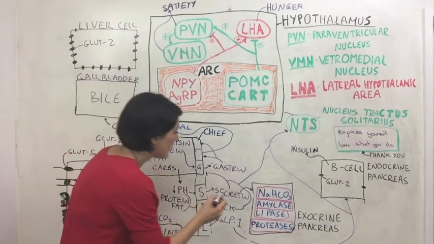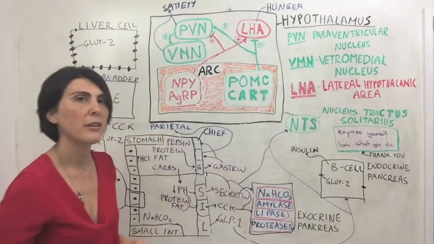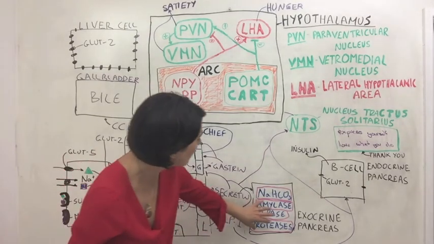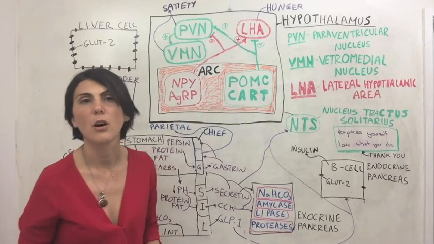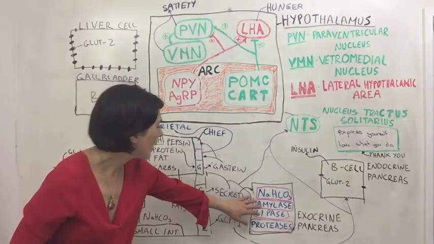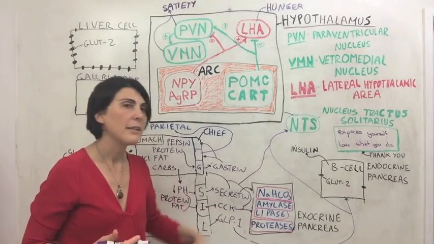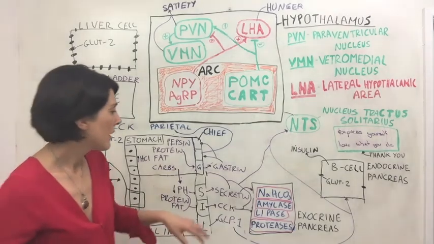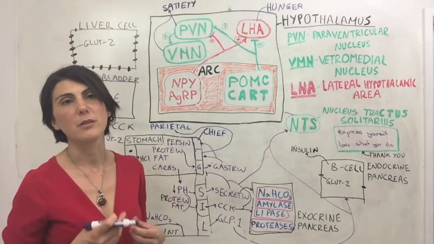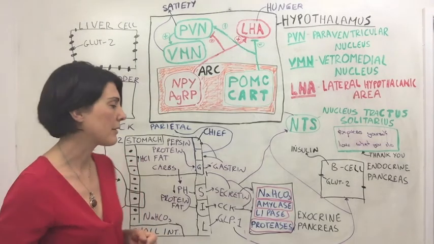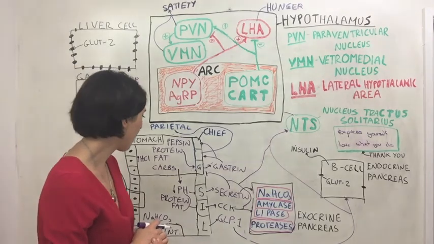The other thing that CCK does, it acts on the exocrine pancreas, and this is to release the enzymes that digest the protein, the carbohydrate, and the fat. So the amylase digests further the carbohydrate, the lipase digests the fat, and the proteases digest the protein to its amino acids and small peptides so that they can be absorbed and taken up by the body.